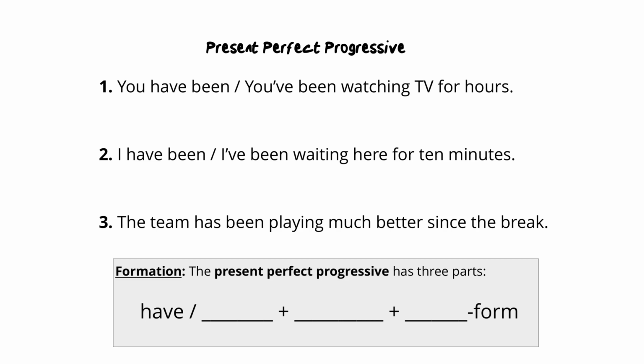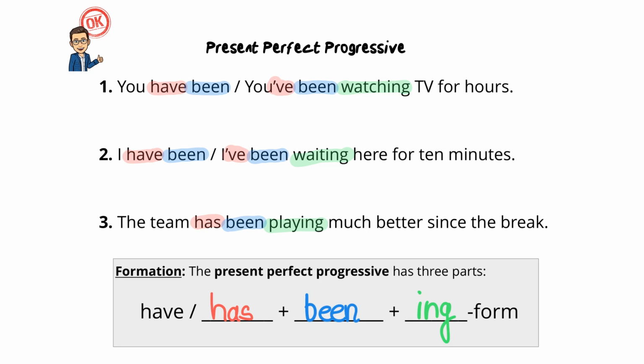The present perfect progressive has 3 parts. It consists of a form of to have, or has in the third person singular, plus been, the past participle of the verb to be, plus the ing form. Perfect. Now you know how the present perfect progressive is formed. Now let's move on to find out when it is used.